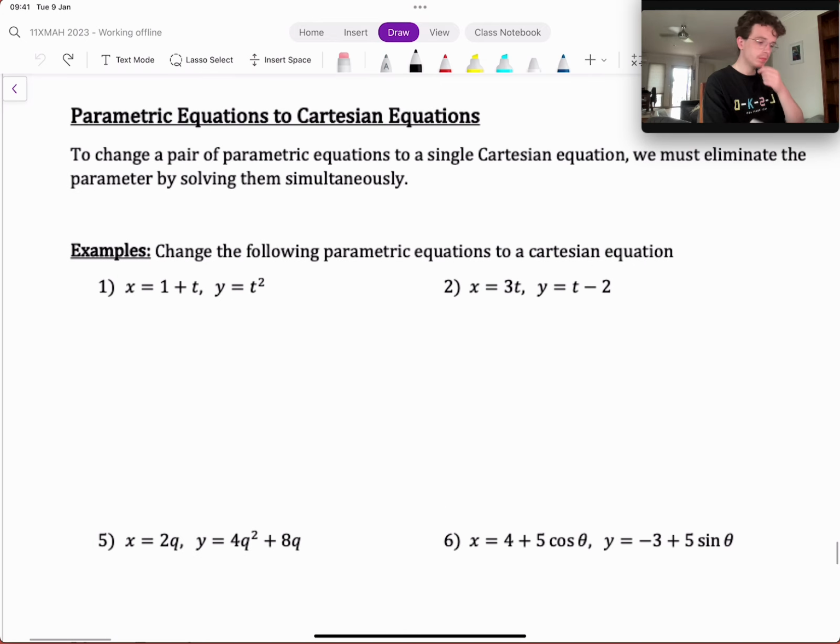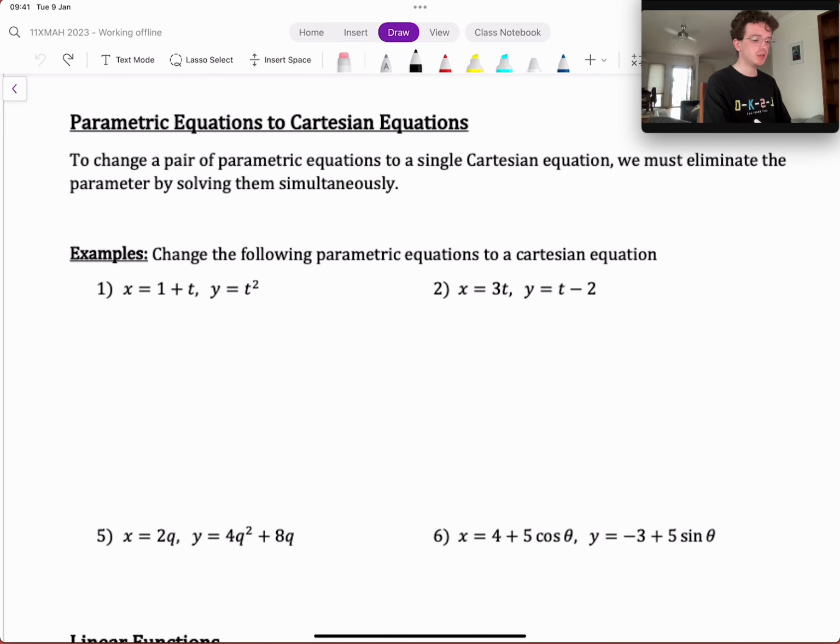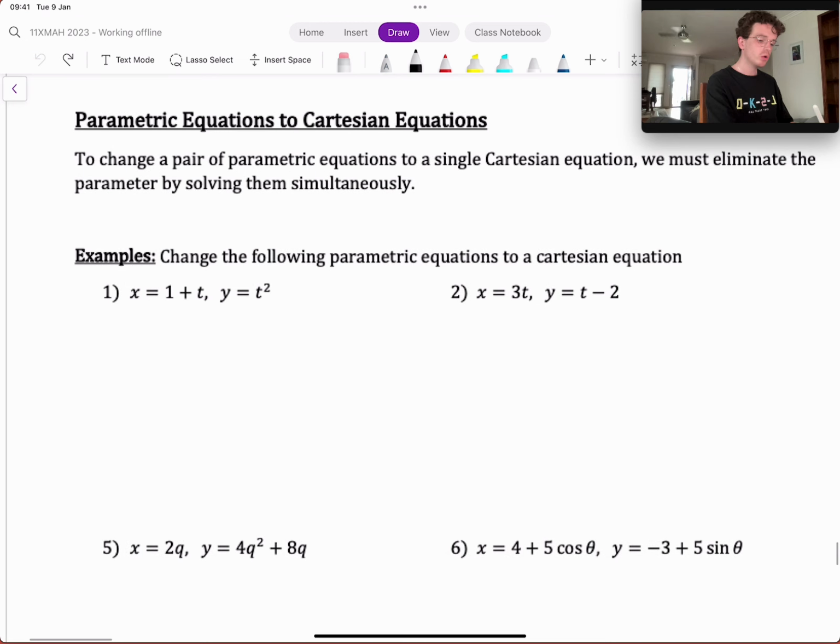So, parametric equations to Cartesian equations. To change a pair of parametric equations to a single Cartesian equation, we must eliminate the parameter by solving simultaneously. So generally, we always make t, or whatever the letter is, the subject of our x parametric equation. So if we subtract the 1, we get t is equal to 1 minus x. We then substitute that t value into y equals t squared and get y is equal to x minus 1 squared. This is what we call the Cartesian equation.